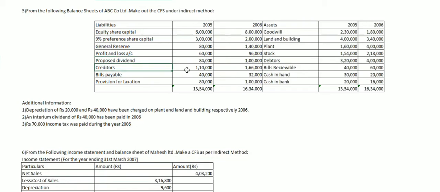So next is creditors. Creditors has increased. So which is nothing but when your current liability increases, you will add it. When your current liability decreases, you will minus it in order to find out your cash generated from operations. So your bills payable has decreased, so you will minus it in your working capital changes. Provision for taxation, so if you see provision for taxation, so rupees 70,000 income tax was paid during the year, adjustment is given, so you will prepare a ledger account accordingly.